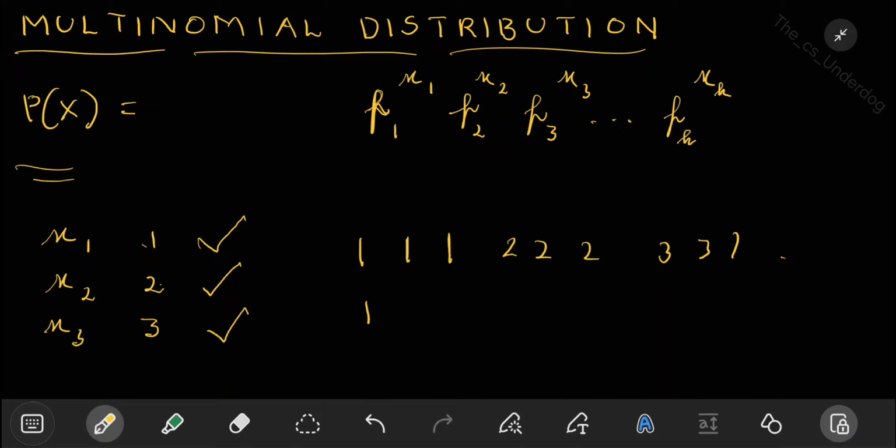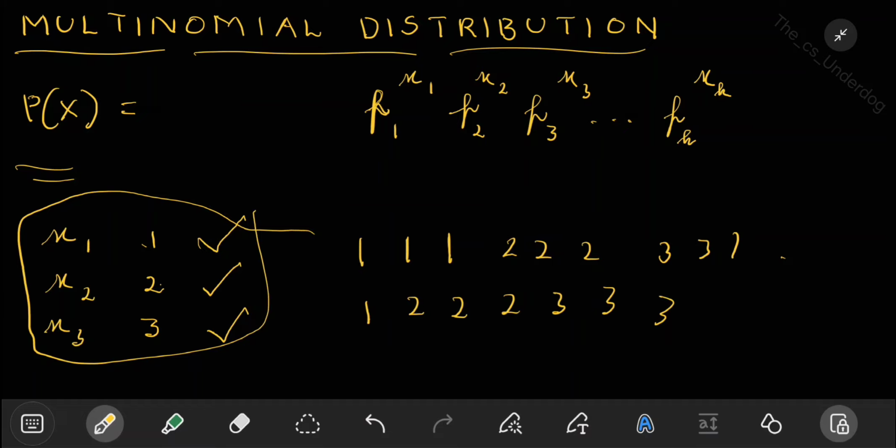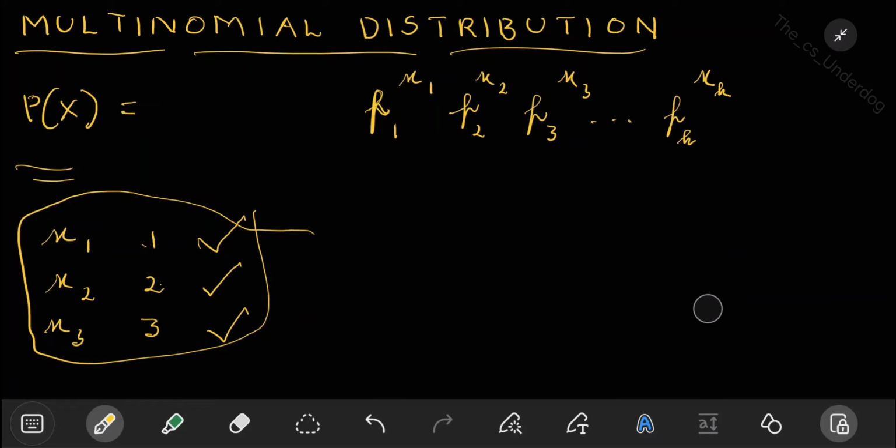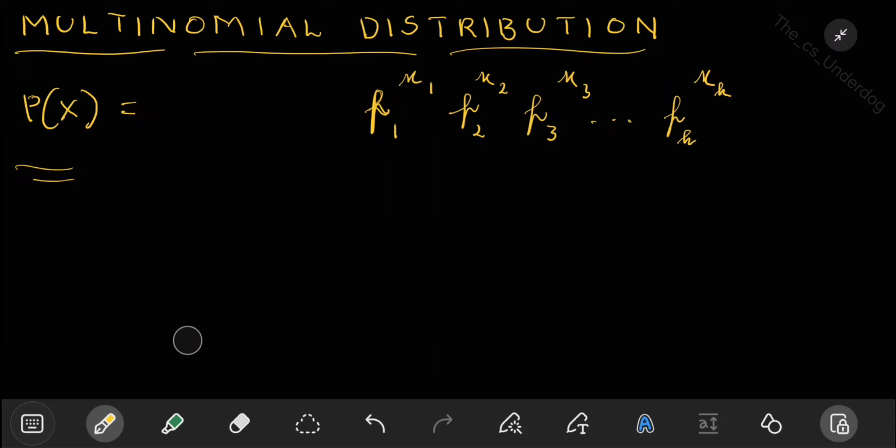It can also happen that the first outcome occurred, then a few second outcomes, then a few third outcomes, and so on. We are only taking care of count here. So we also have to take care of the occurrences, that is, at what position which outcome is occurring. So how do you consider all those? By considering the number of ways in which it can permute.